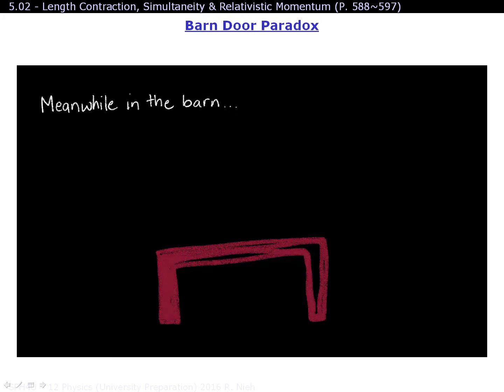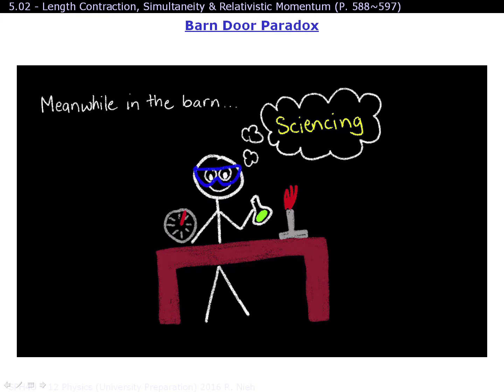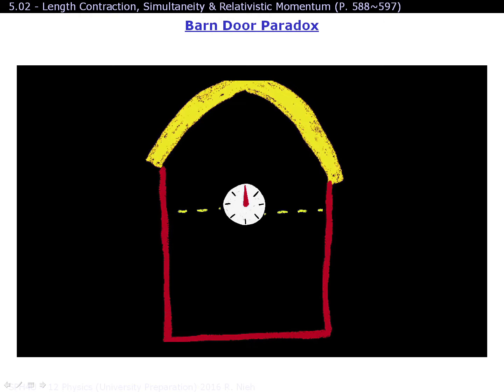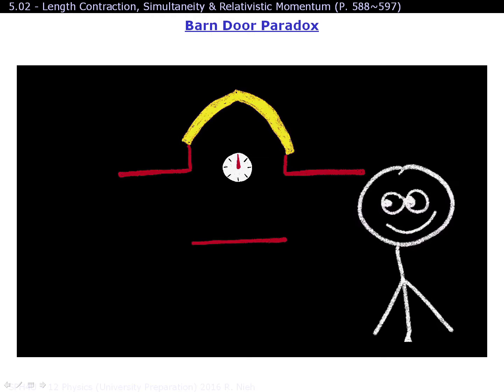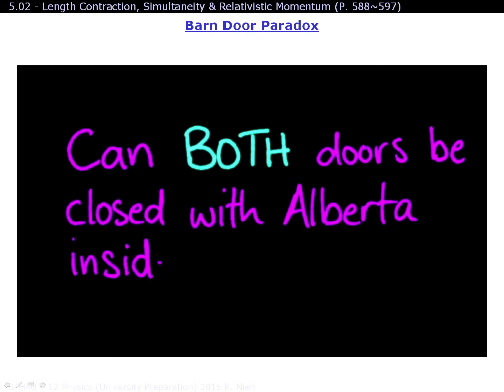Knowing nothing about a strange pole vaulter running around the farm, you're busy working on a new contraption in there. You've set up a timer where, when it goes off, it signals the front and back doors of the barn to simultaneously close and open again. You go out to see if your contraption works, and just as the timer goes off, Alberta runs through the barn. So the question is, can both doors be closed with Alberta inside the barn?